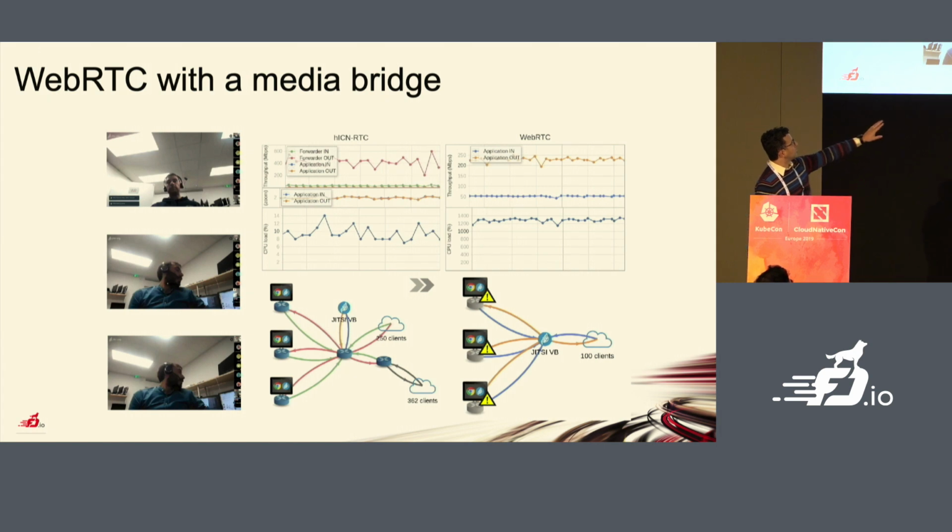Oh, no, wait a second. Left-hand side is hICN, right-hand side is regular WebRTC, when the number of participants is increased in two different ways. One is by having the video bridge, which is an application level forwarder. The video bridge is now using the VPP hICN stack.